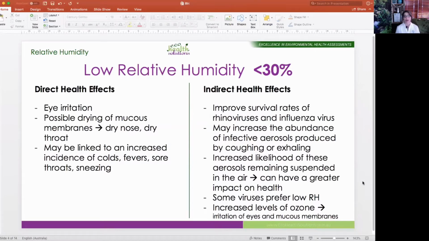Indirect health effects can include an improved survival rate for rhinoviruses and influenza virus. It may increase the abundance of infective aerosols produced by coughing or exhaling. So that's pathogens that we cough or breathe out that are then suspended in the air. There's also an increased likelihood of these aerosols remaining suspended in the air, which can have a greater impact on health. Some viruses prefer lower relative humidity, and there can also be increased levels of ozone, and that can cause irritation of the eyes and mucous membranes.